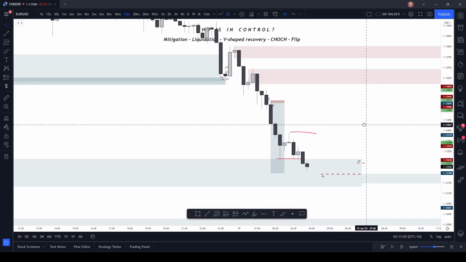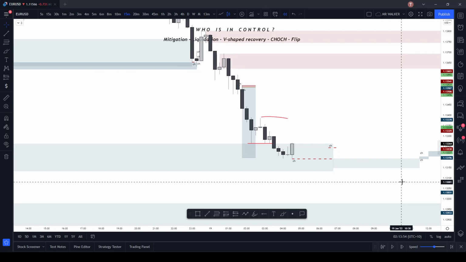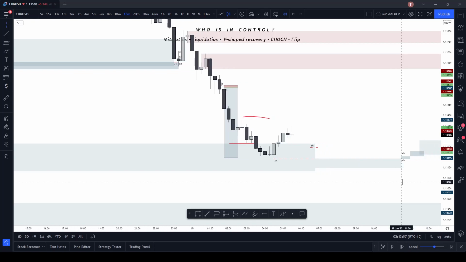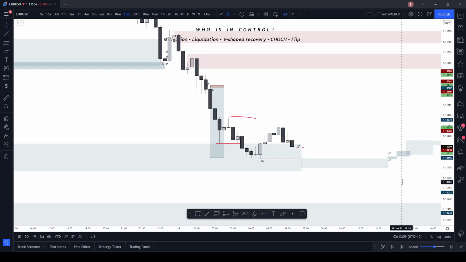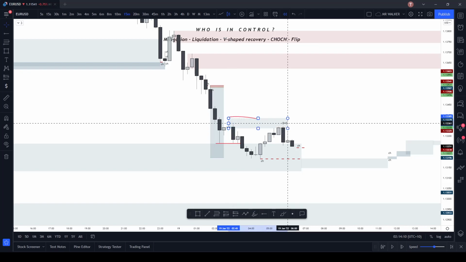Actually, make it bigger. All right, so let's play the market price. And then what do we do? Well, even now you can see that we haven't succeeded, because this is our high. We haven't broken it. We have rather mitigated the supply. So this is a valid sell.